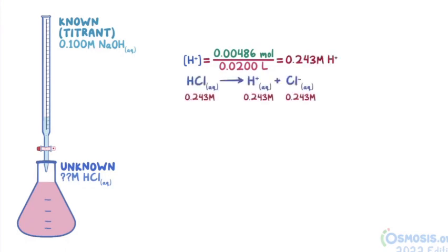Since hydrochloric acid is a strong acid, the concentration of H plus ions is equal to the concentration of the HCl solution. Therefore, the starting concentration of the hydrochloric acid solution was 0.243 molar.